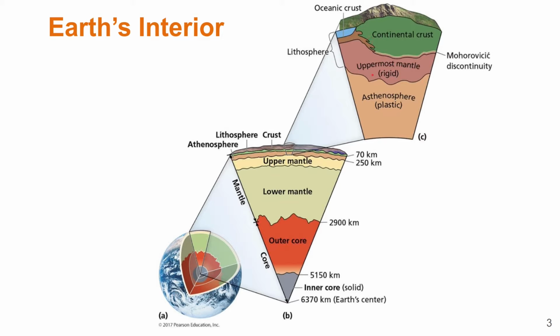Both the crust and the uppermost mantle float around on the gooey asthenosphere, which has a consistency like silly putty or bread dough. It moves very slowly. The lower mantle, the upper mantle, they're moving with these convection currents caused, we think, by the heat of the inner core.